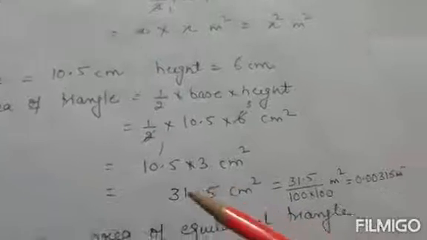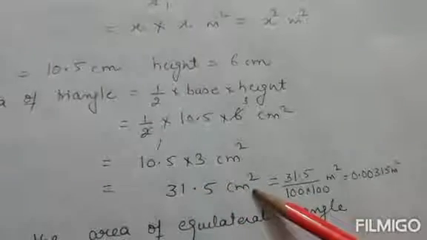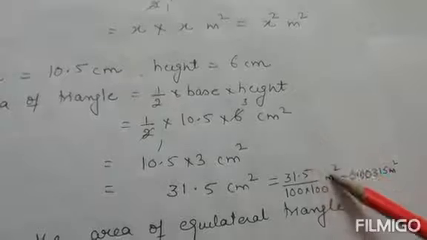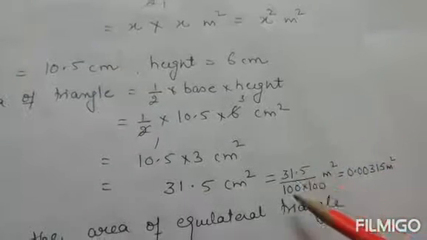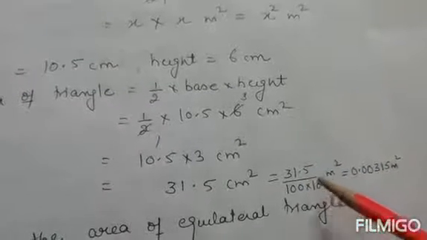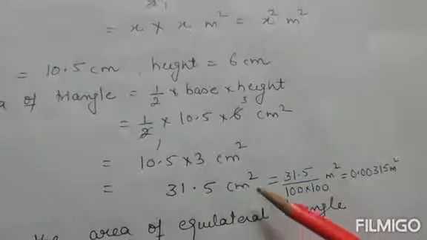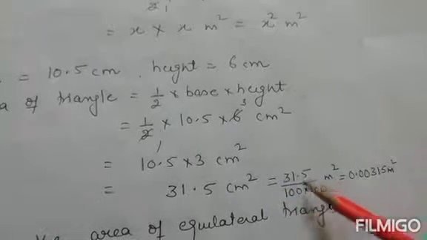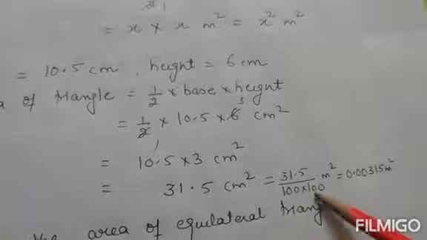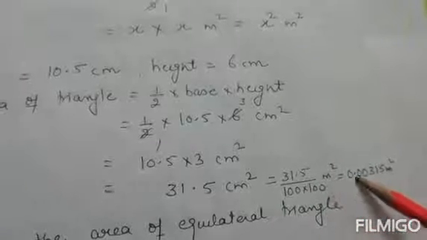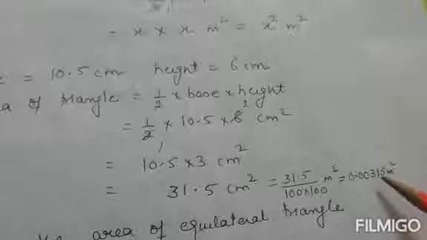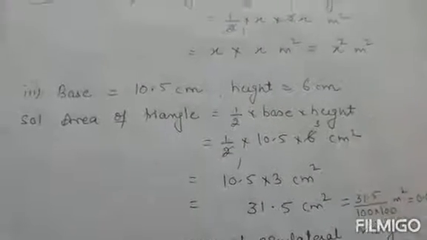We have got the area 31.5 centimeter square. We can convert it into meter square if we divide it by 100 multiply 100. So 31.5 centimeter square is equal to 31.5 upon 100 multiply 100 meters square equals to 0.00315 meters square, area of this triangle in meter square.